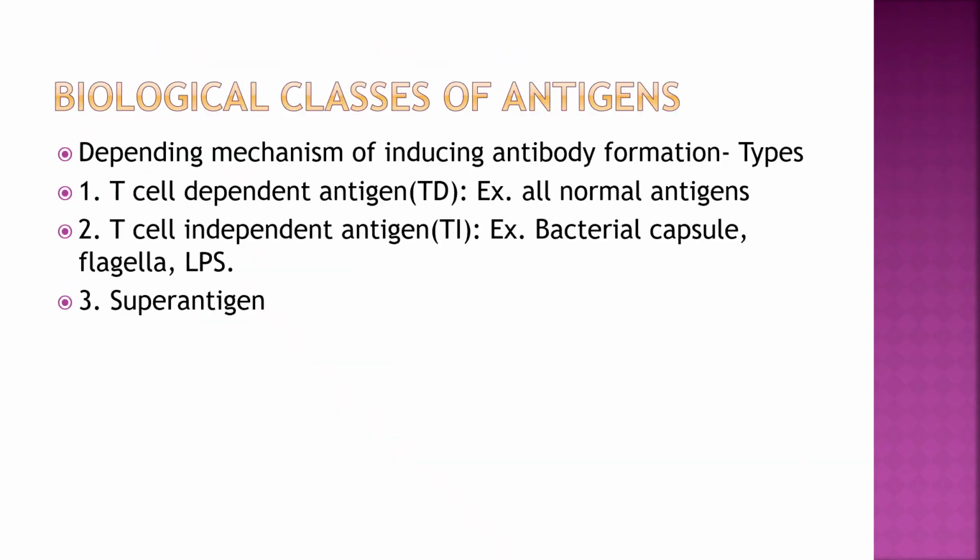Now we'll see biological classes of antigens. There are two main types depending on the mechanism of inducing antibody formation. First is T cell dependent antigen, also called TD. For example, all normal antigens are TD antigens. Second is T cell independent antigen, also called TI. For example, bacterial capsule, flagella or LPS, that is lipopolysaccharide, are T cell independent antigens. And the third type is superantigen.